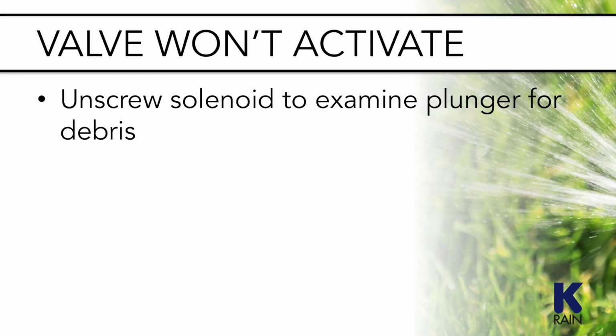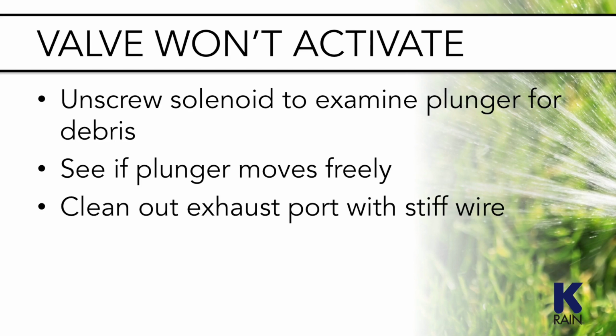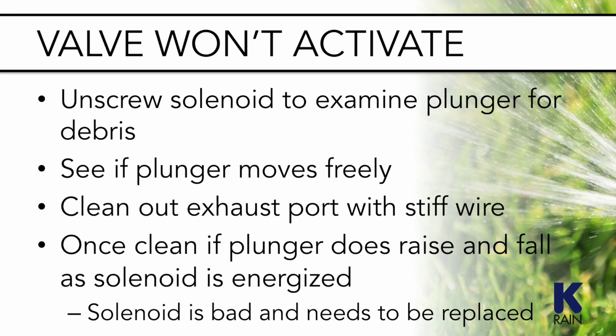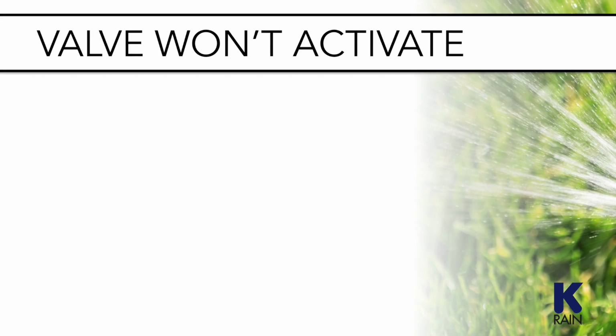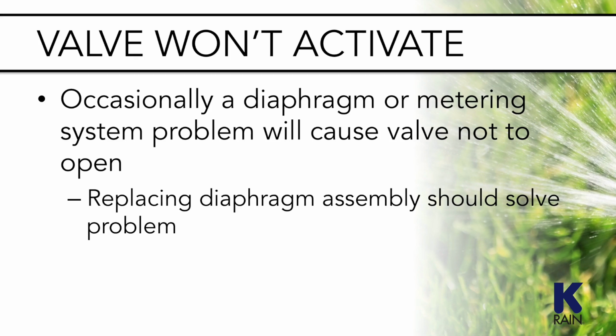Unscrew the solenoid and examine the plunger to see if there is debris causing the problem. Check to see if the plunger moves freely up and down, and clean out the exhaust port with a stiff wire. Once clean, check to see whether the plunger rises and falls as the solenoid is energized by the controller. If not, the solenoid is bad and needs to be replaced. Occasionally, there is a problem with the diaphragm or metering system that causes a valve not to open. In this case, replacing the diaphragm assembly should solve that problem.